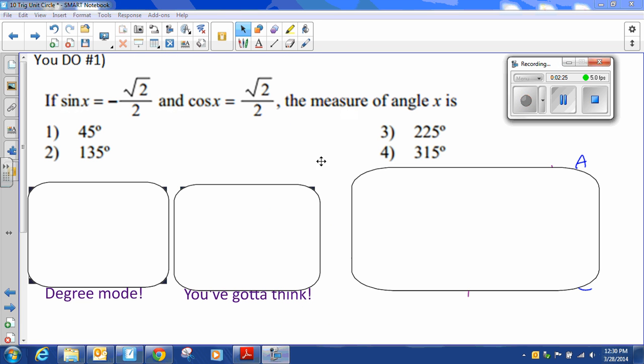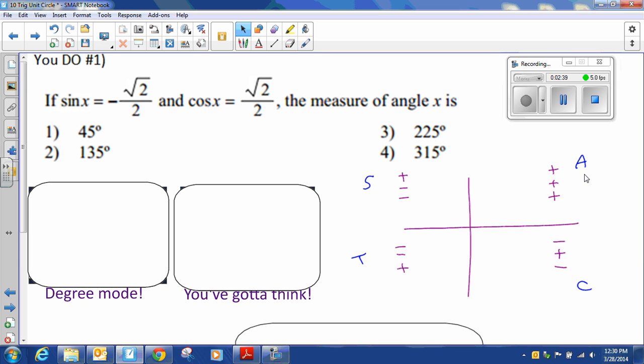Okay, let's take a look at this example. If sine is negative radical 2 over 2 and cosine is positive radical 2 over 2, the measure of angle x is what? Now, just based on the knowledge of the signs of our quadrants, all students take calculus, you should be able to figure this out based on your answer choices. Because answer choice 1 is in quadrant 1, this is in quadrant 2, quadrant 3, quadrant 4. Now we know that quadrant 4 has sine of negative and cosine of positive. So just based on that, we know the answer must be answer choice 4, 315 degrees.